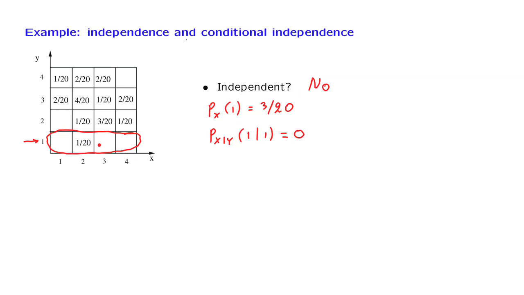So again, intuitively, in the beginning we thought that x equal to 1 was possible, but information given by y, namely that y is equal to 1, tells us that actually x equal to 1 is impossible. Information about y changed our beliefs about x, so x and y are dependent.